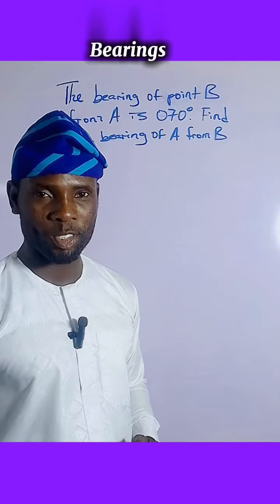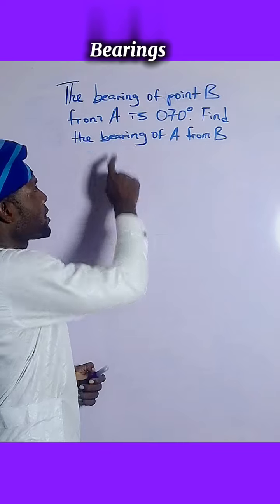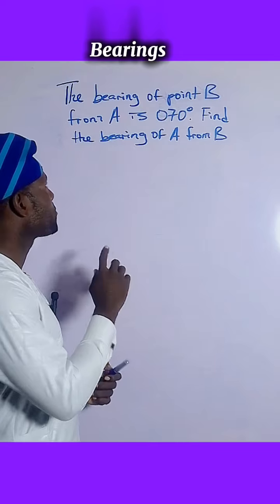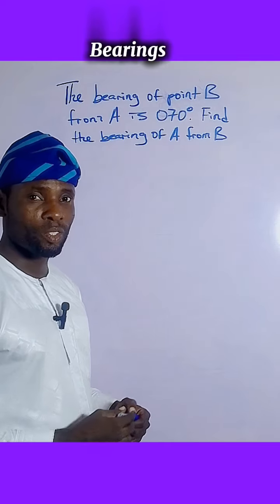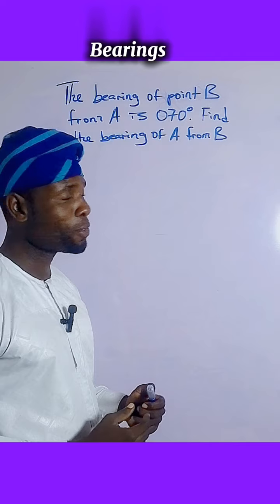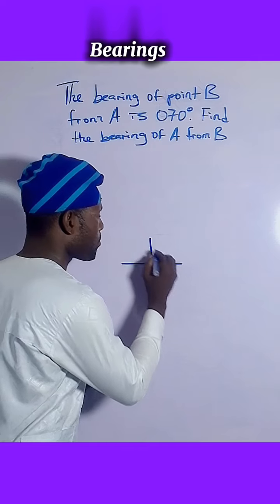Let's solve this question. The question says the bearing of point B from A is 70 degrees. Find the bearing of A from B. This question is bearing. For us to solve bearing questions, we need 4 cardinal points.